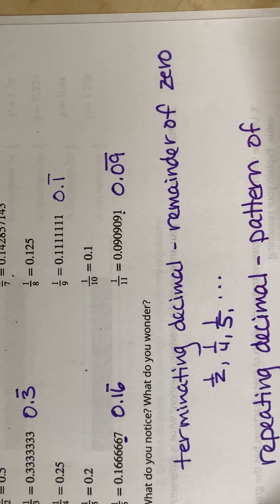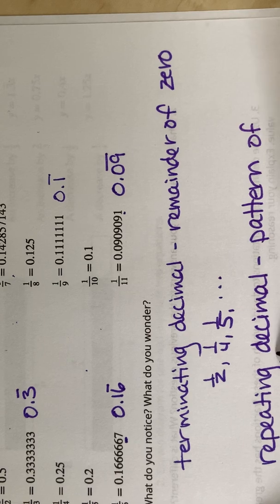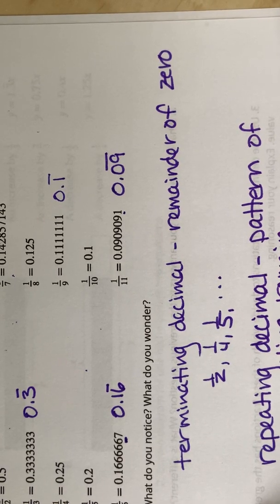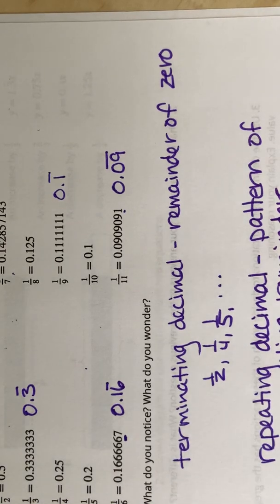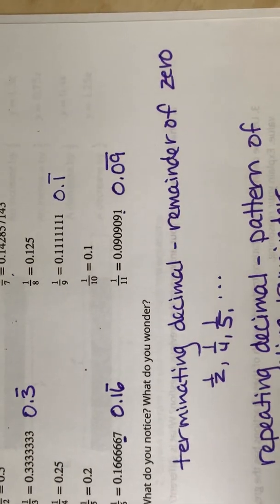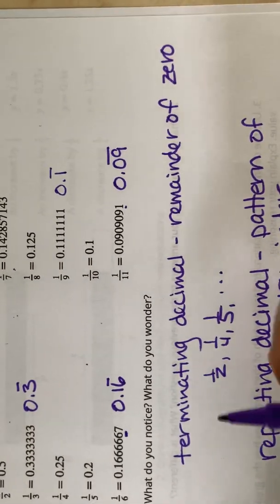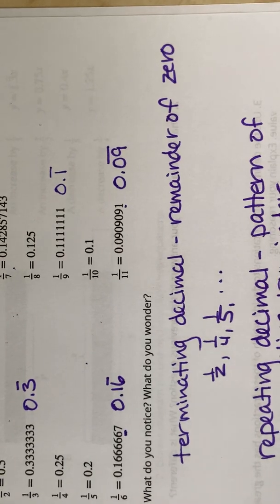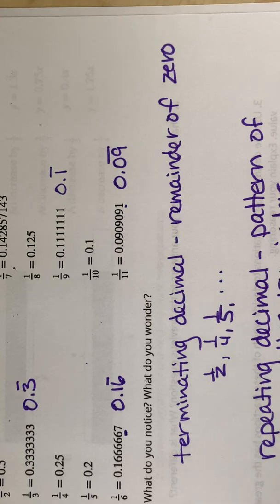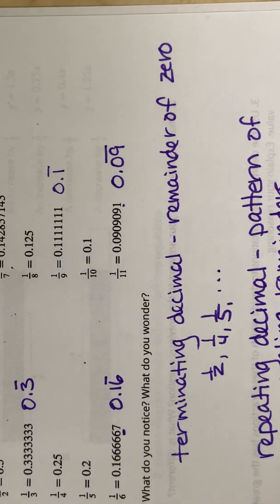Of repeating remainders, okay? And we'll see that when we divide some out in a second. Okay? So if we have a pattern of repeating remainders, in other words, I'm going to keep bringing down the same number. So repeating decimals would be like 0.16 with the 6 repeating, 0.1 repeating, 0.09 repeating. All of those are repeating decimals.